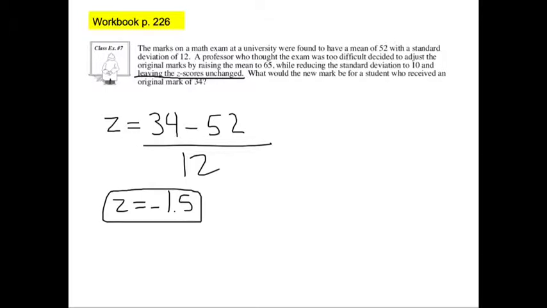So we know it's going to be a negative 1.5 z-score for the student because that remains unchanged. What has changed, however, is the mean and the standard deviation, and we have to figure out what the student's new mark is going to be. The mean is 65, and the new standard deviation is 10. So we need to solve for x.